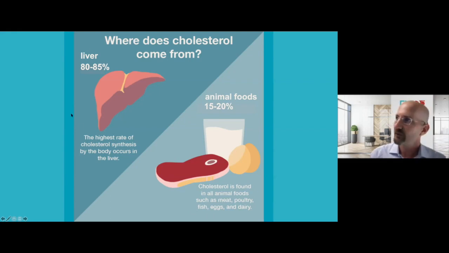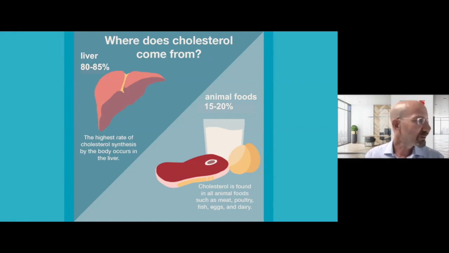But our liver also makes cholesterol, and our liver also scrubs cholesterol from the body. It filters cholesterol and lipoproteins from the body. And the blood levels of our cholesterol are 80 to 85% determined by what's happening in the liver. That's important to understand.